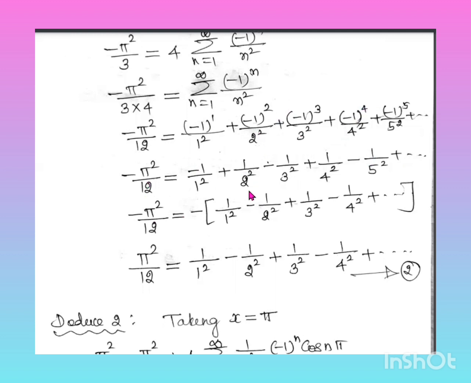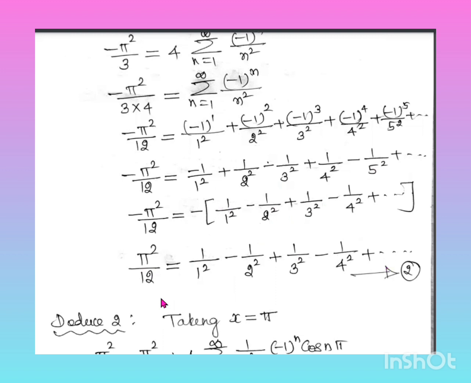Minus 1 square will become plus 1 divided by 2 square. Minus 1 cube will become minus 1 divided by 3 square plus 1 by 4 square minus 1 by 5 square plus etc. So minus pi square by 12 is equal to minus of 1 by 1 square minus 1 by 2 square plus 1 by 3 square minus 1 by 4 square plus etc. The left hand side is minus, and the right hand side is also minus, a common factor. So both will cancel.